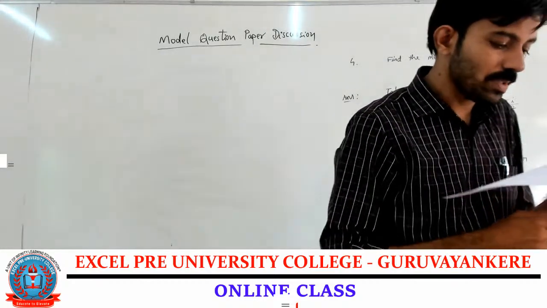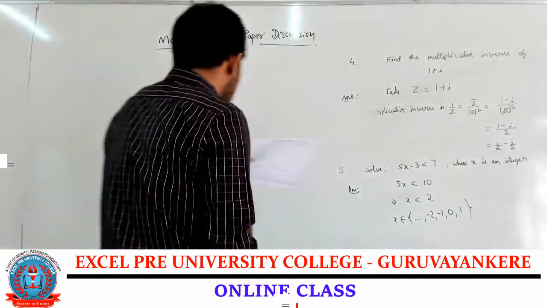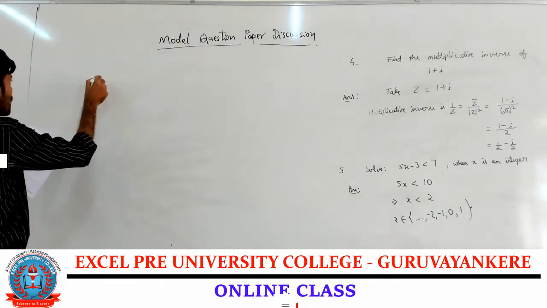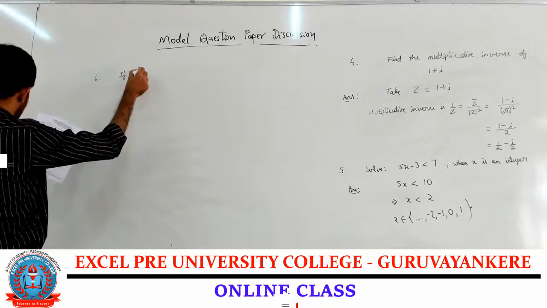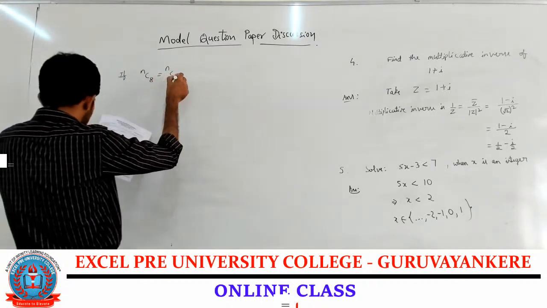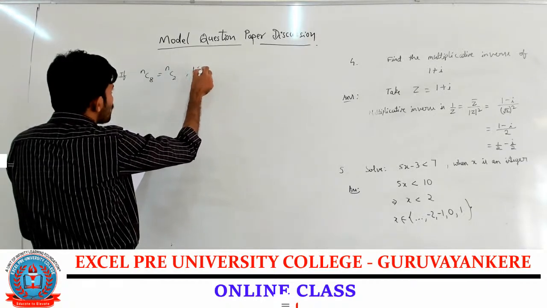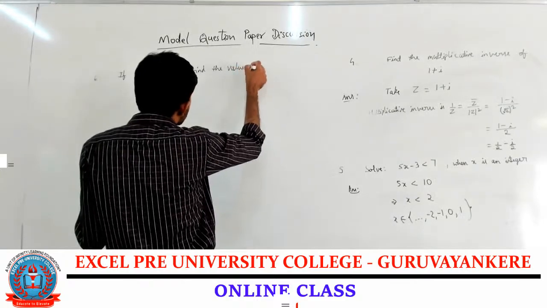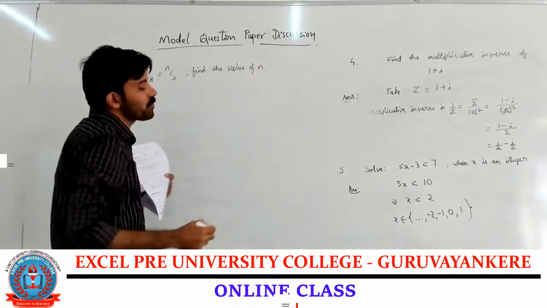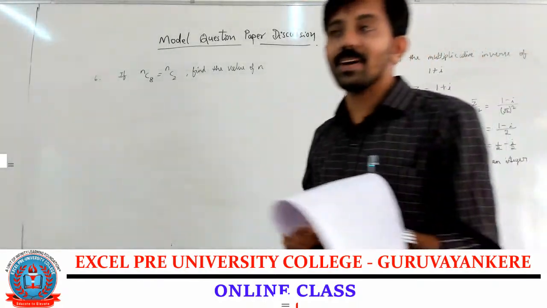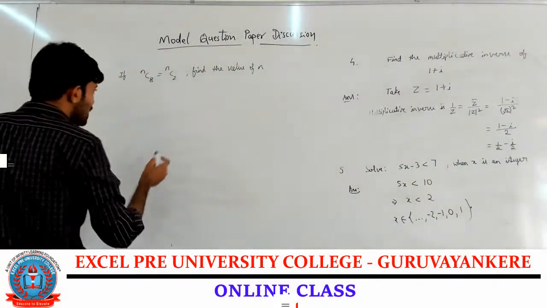Next one, question number 6. If NC8 equal to NC2, find the value of n. Use the result NCx equal to NCy. You know the result already.